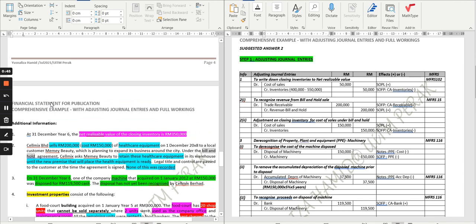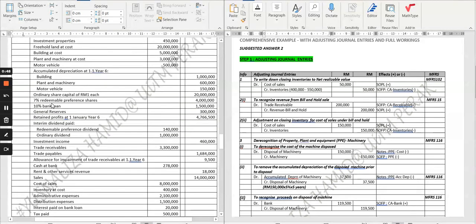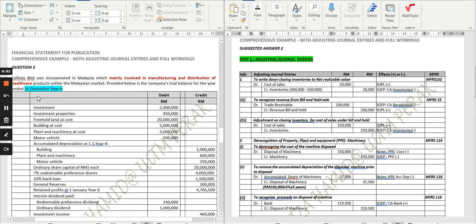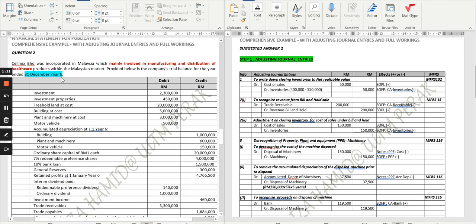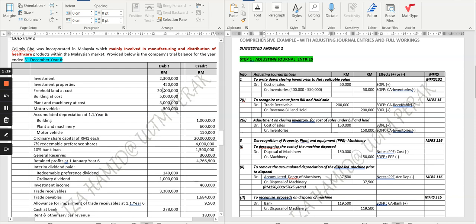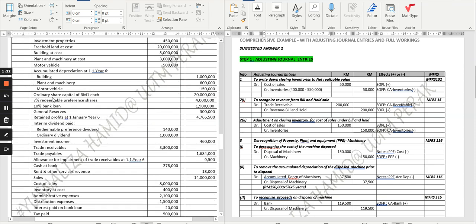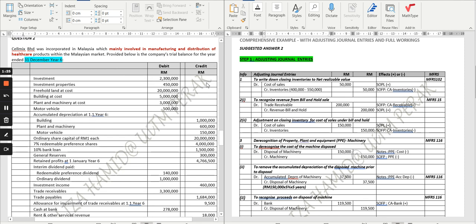So let us start now. I'm taking another question, which is a previous semester group project with a company called Cellmix. Cellmix was incorporated in Malaysia and is involved mainly in manufacturing and distribution of healthcare products within the Malaysian market. Below you have the trial balance for the year ended 31st of December year 6. So 31st of December year 6 is the current financial year, and that is also the current reporting date. Here you have the trial balance, and you can see that there is a list of account balances on the debit and on the credit side.